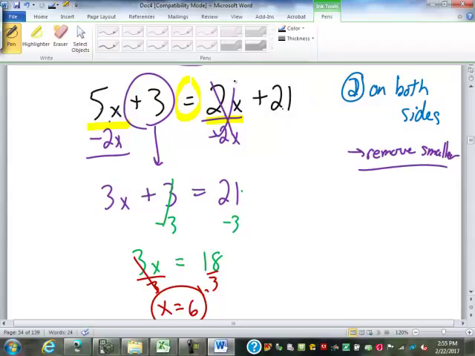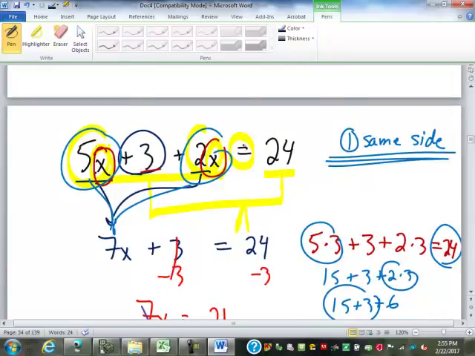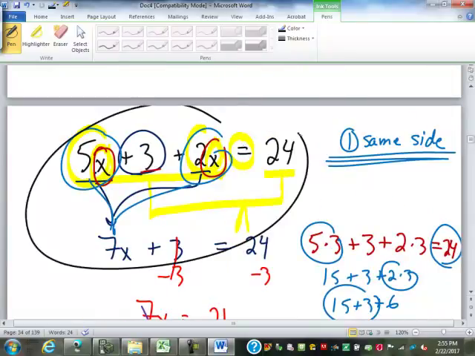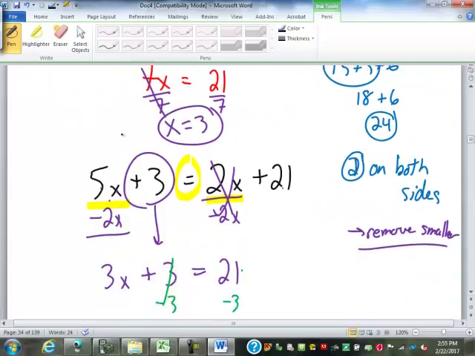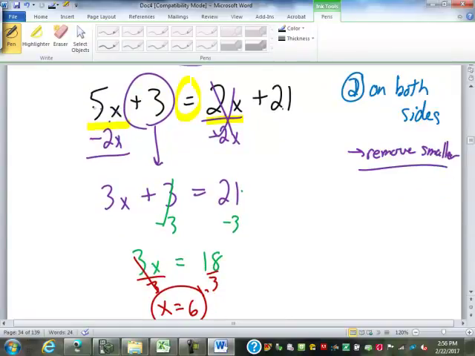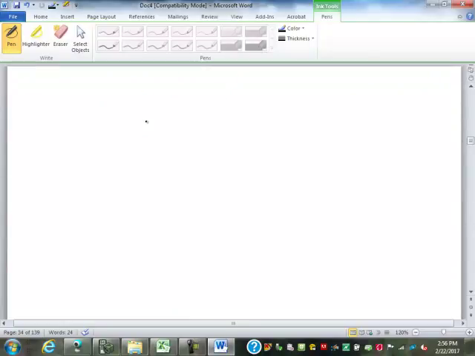So when we have the variable appearing more than once, either it appears on the same side, and we can just combine them like we did here, or it appears on both sides, and we have to get rid of one of them. So we've got to be careful. We can have one like this.